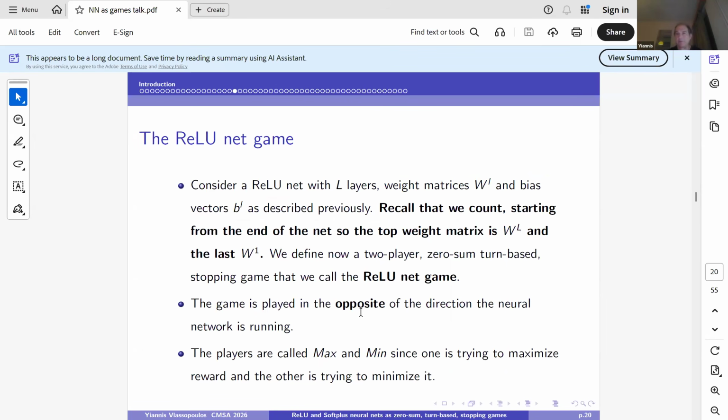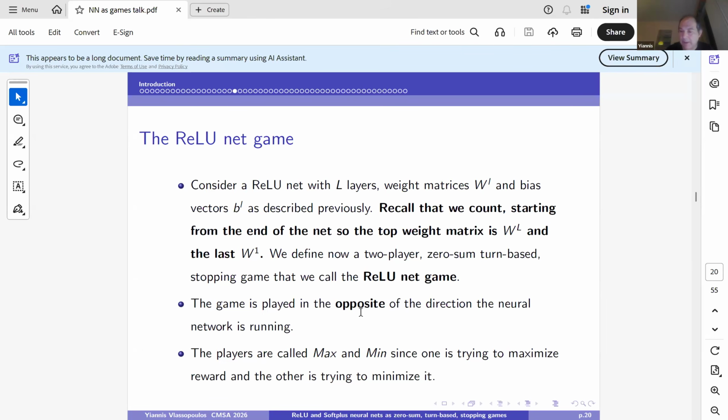So after this general excursion, let's now apply this to our ReLU net game. The ReLU net game is a game which we're going to construct given a ReLU net. The ReLU net has all its weights, its biases, all the information about it. Now we're going to construct a game. Recall always that we count the layers from the bottom up, so the first layer is the bottom layer of the neural network. The game is going to be played in the opposite direction to that in which the neural network is running.